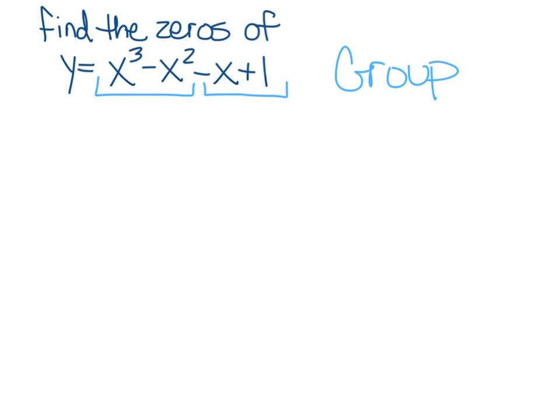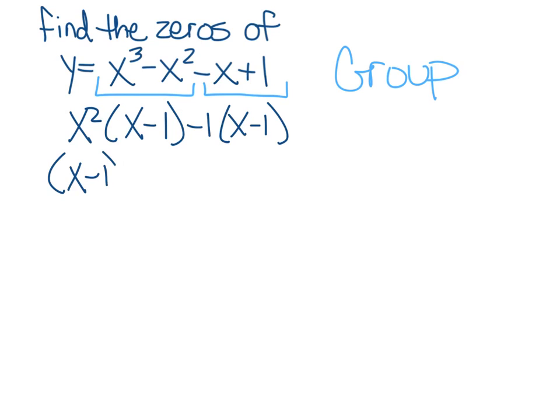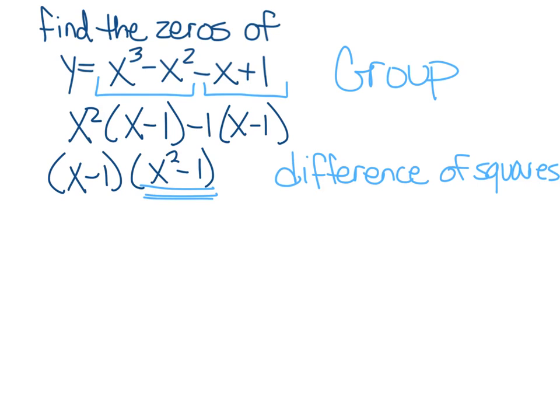So out of the first group, we can take an x squared, and we have x minus 1 left. Out of the second group, we're going to take -1, and then we have x minus 1 left as well. So one of our factors is x minus 1. The other factor is x squared minus 1. And then we say, oh look, we have a difference of squares. And so you draw on your knowledge of that, and we have the x minus 1 copies down, and then x squared minus 1 factors to x plus 1 and x minus 1.